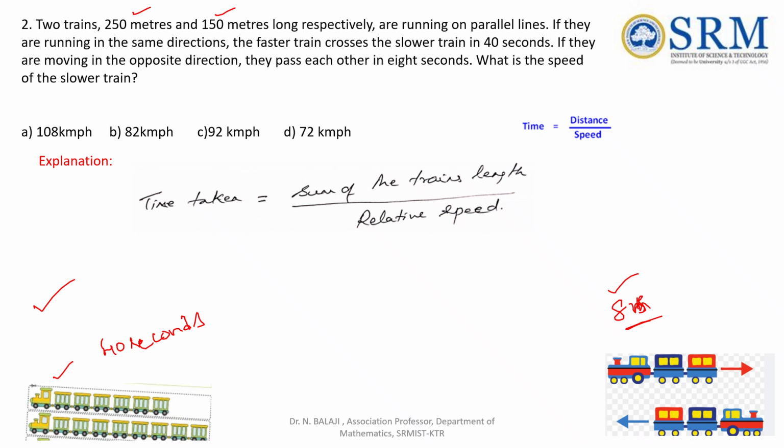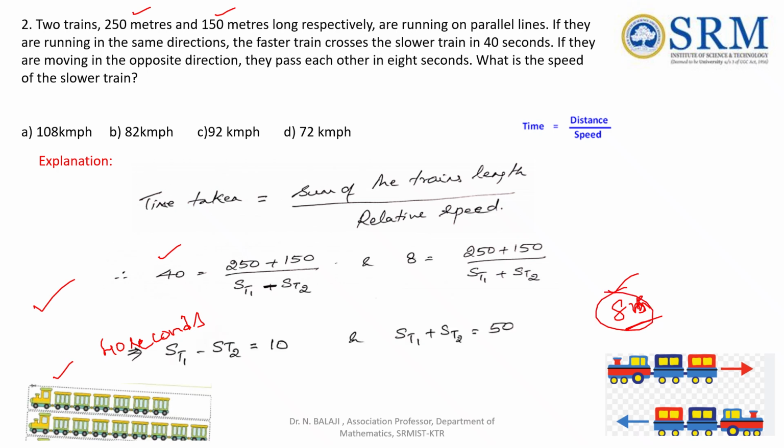So the time taken is the sum of the trains' lengths divided by the relative speed. Here, for the first case, it took 40 seconds. The lengths of the two trains are 250 meters and 150 meters, so we add both. In the same direction, the relative speed is S1 minus S2, and the time difference is 40 seconds. Then it is 250 plus 150. In the opposite direction, you add S1 plus S2, and both distances are added, and the time is 8 seconds.